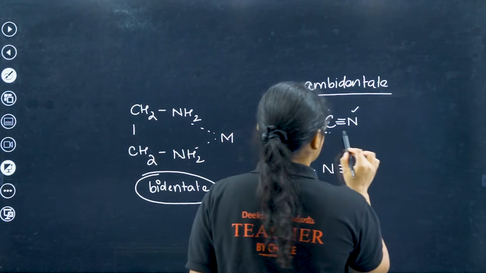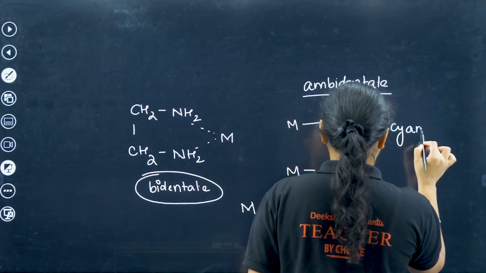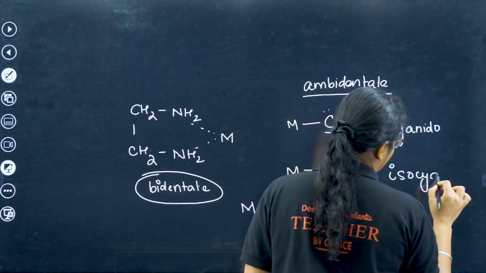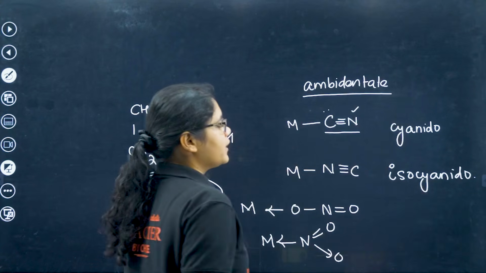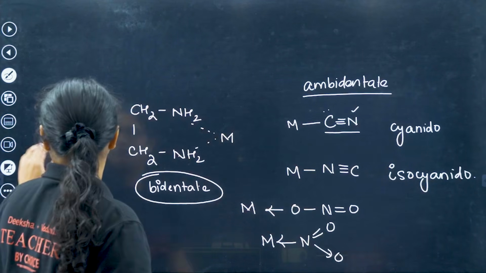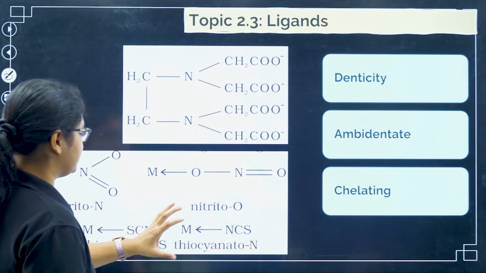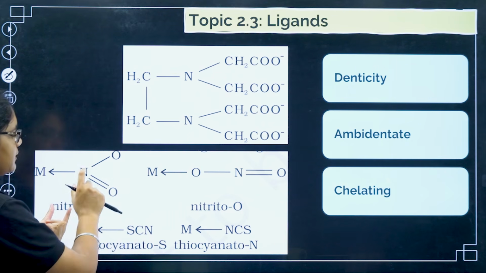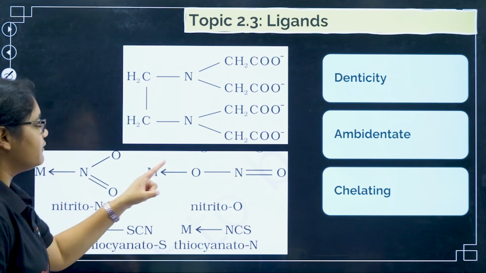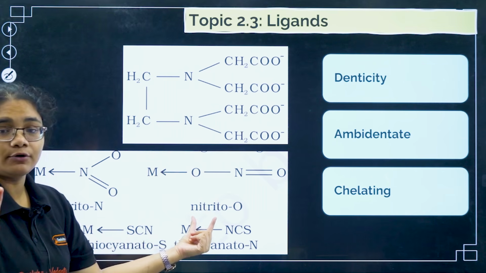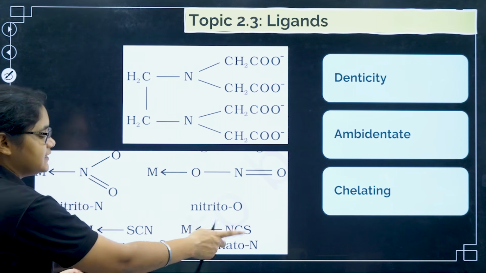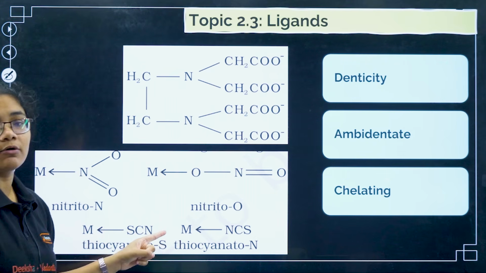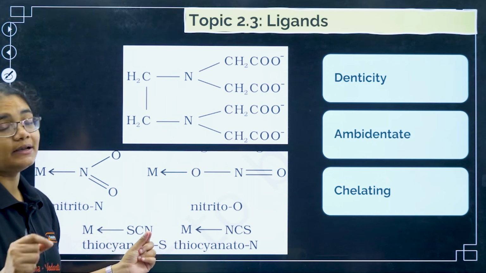Okay, so when CN donates, we call this cyanido, and if NC is formed, then we call it isocyanido. So the name becomes different. I hope you are getting what is an ambidentate ligand and what is a bidentate ligand. So you can see NO2, N is forming a bond and O is forming a bond. When N is forming a bond, this ligand is called nitrito-N. When O is forming a bond, we call this ligand nitrito-O. Similarly, when SCN and NCS are there, when S is forming a bond, we call it thiocyanate-S, and when N is forming a bond with the metal, we call it thiocyanate-N.